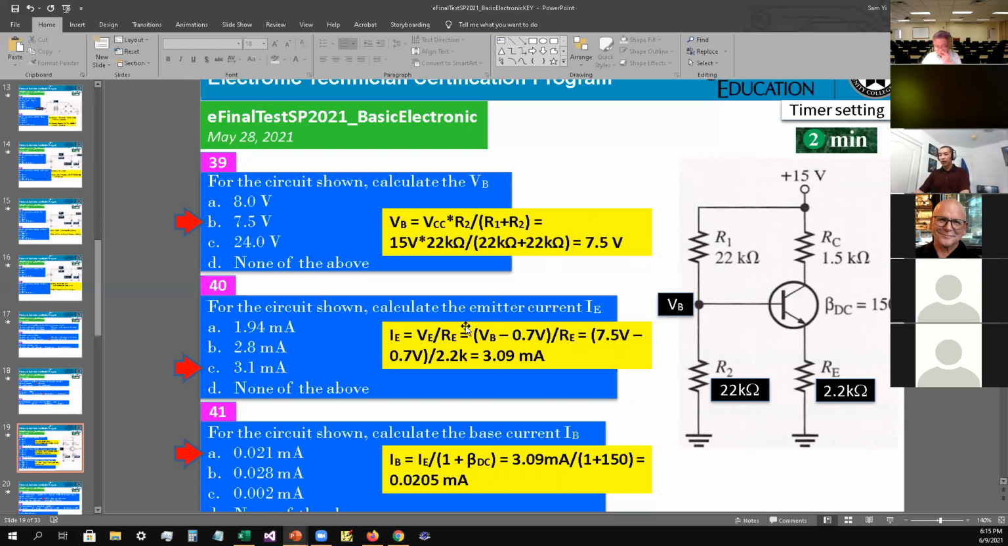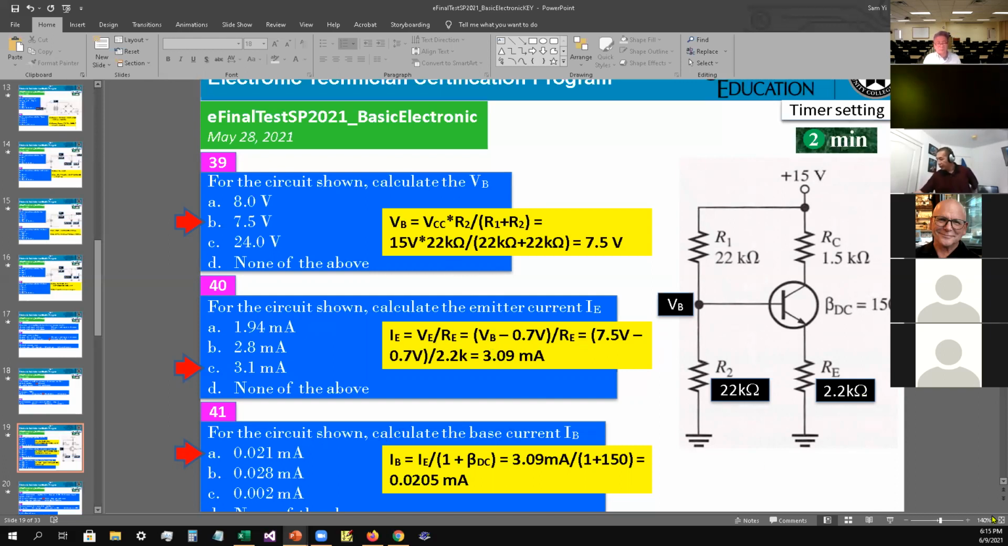Okay. Number 40, for the circuit shown, calculate the emitter current IE. Okay, so IE is equal to VE divided by RE. Okay, so VE is VB minus the 0.7 V for the diode, divided by RE, which is 2.2 kilo ohm. Okay, so therefore the answer comes to 3.09 milliamps. Okay, so the answer is C as in cat for number 40.